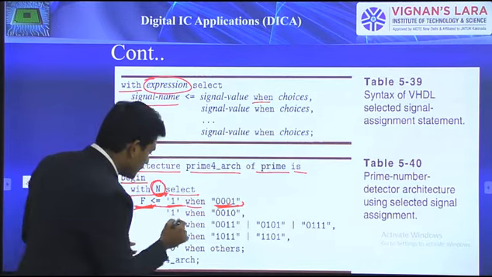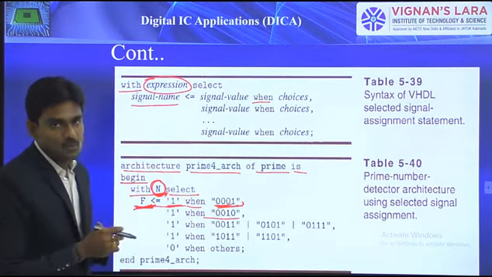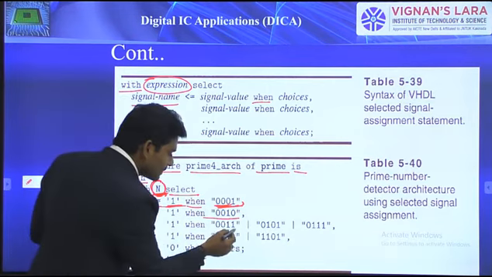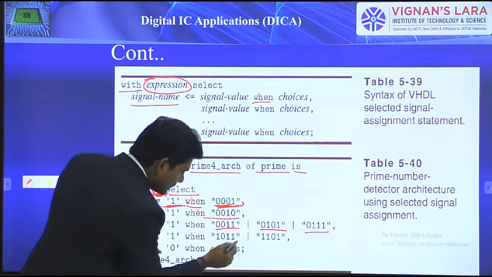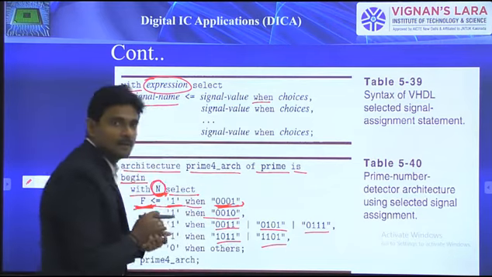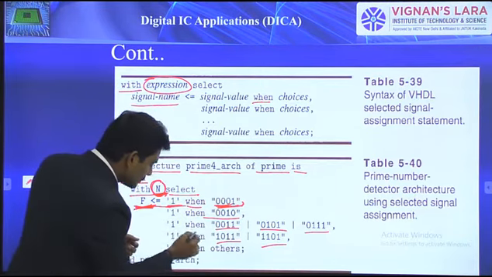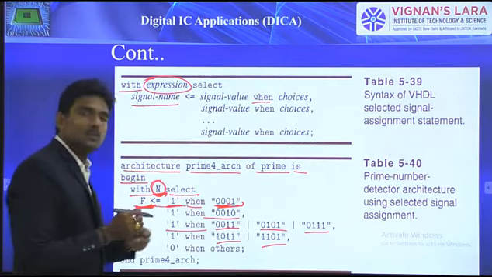Next, coming to the second one, equals to 1 when the input is 2. So 1, 2, and what are the other prime numbers? 3, 5, 7, 11, and 13. Here I mentioned all these in a different manner. While coming to the third one, 1, here I considered 3 inputs.